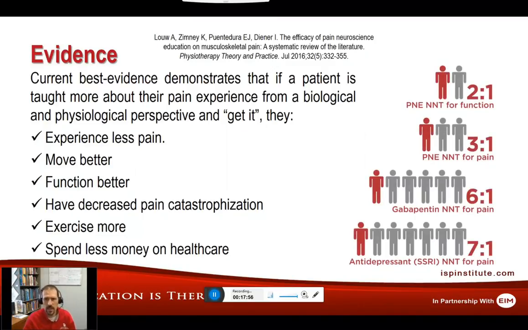And when we look at the numbers needed to treat for this, we recognize pain science education stacks up very well compared to other treatment interventions that are out there. So for function, the number needed to treat is 1 out of every 2, decreasing pain for 1 out of every 3 patients. So recognize, this is not a cure-all, fix-all for everybody, and that's where we'll get into pain neuroscience education plus the other treatments that need to be involved. But we can see that pain science education definitely has a place to help patients with pain.